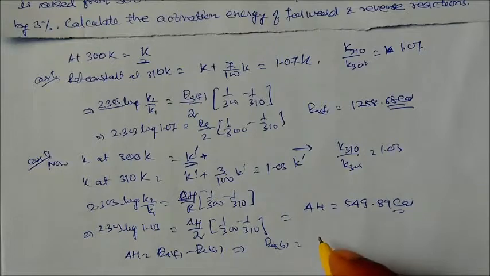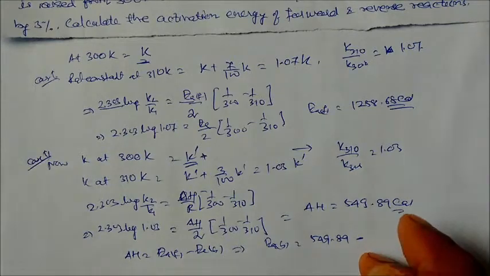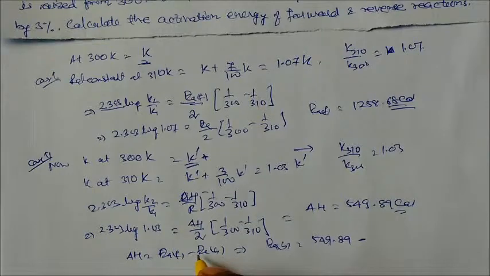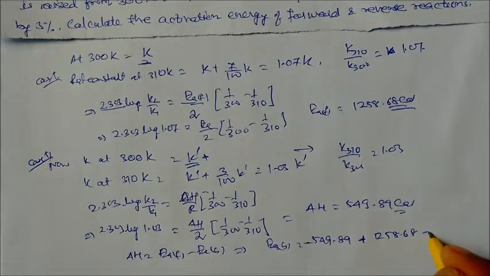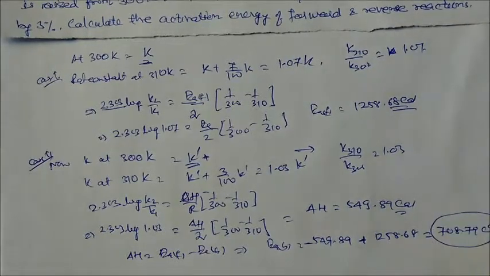So total is given how much? So it is 549.89. So this will be your how much? So forward reaction is given here, this is backward reaction. So if you put this side, this will become how much? So minus, this will be plus 158.68. So you will get value here 708.79 calorie. So this is our basically answer.